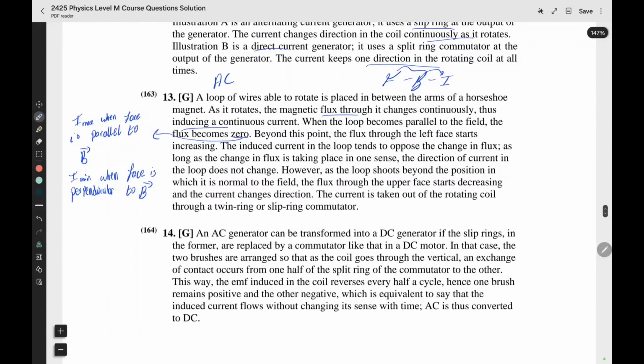Beyond this point, the flux through the face starts increasing. The induced current starts to oppose the change in flux. As long as the change in flux is taking place in one sense, the direction of current does not change. However, as the loop moves beyond the position which is normal to the field, the flux starts decreasing and the current starts changing direction. The current is taken out of the coil through a twin ring or slip ring commutator.